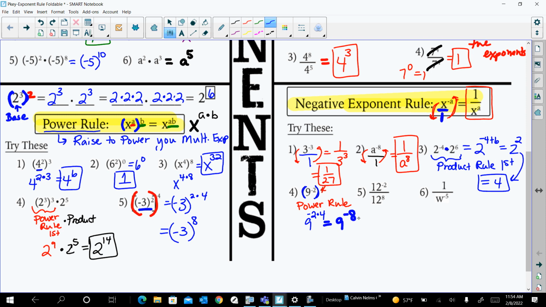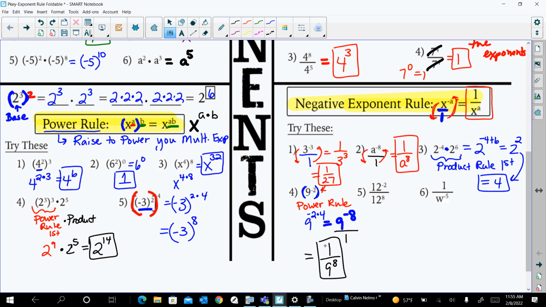Can I keep it like that? No. Okay, we gotta make it a positive. So let's put that over 1, and let's flip it. So when you flip it, 1 over 9 to the positive 8th power will be the correct standard form.